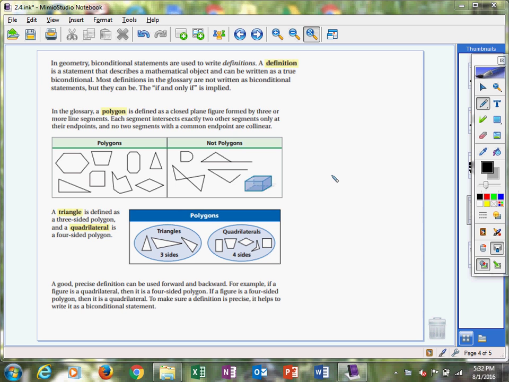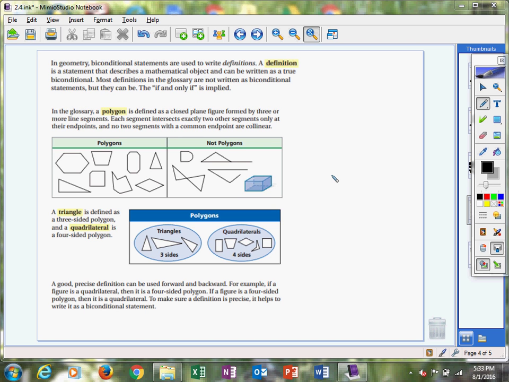In geometry, biconditional statements are used to write definitions. And basically, it's a true biconditional. So if you can take a biconditional and the conditional statement is true and then the converse is true, then you've got a true biconditional statement. That's what we've worked on in the earlier parts of this. And so when we write a definition, they're writing a biconditional statement, but a lot of times they're not writing if and only if, they're implying it.